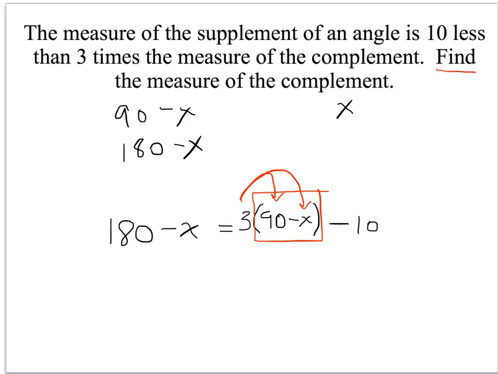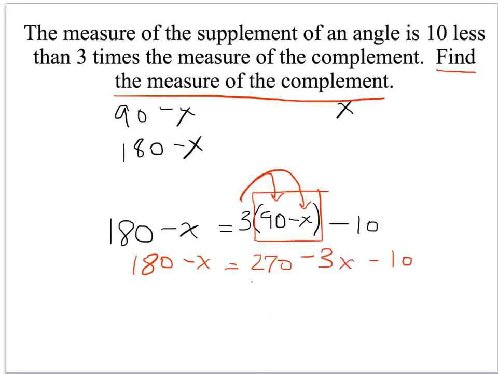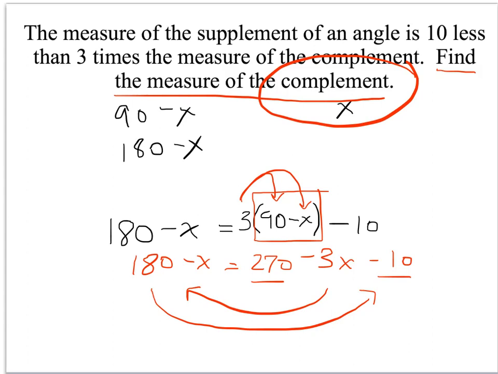And of course the question says find the measure of the complement. So I'm going to solve for x. 180 minus x equals 270 minus 3x minus 10. I'm going to combine some like terms. I'm going to get all my x's on the left, all my constants on the right, and solve for x, which I will let you finish up on your own. So go ahead and solve for x, and remember, to answer the question I'm asking you, find the complement. So when you do solve for x, make sure you plug it into 90 minus x.